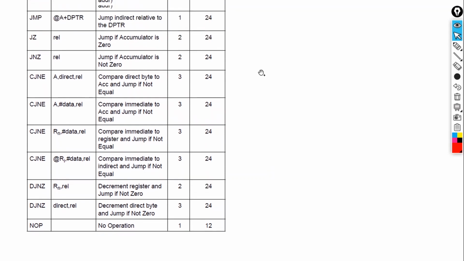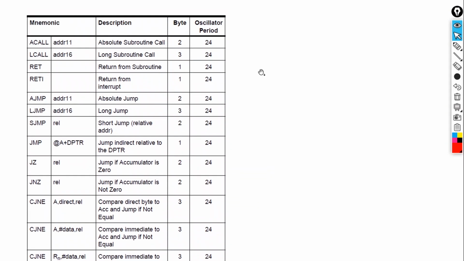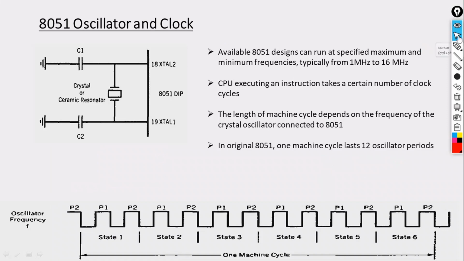Based on that, we can perform our time delay calculation. If you want to perform or generate any time delays, then how much time is required, how many machine cycles are required in order to perform that particular instruction, is very important. Without this, we cannot calculate it easily. But with this, the calculation time will be reduced. So let us go back to our slides over here.